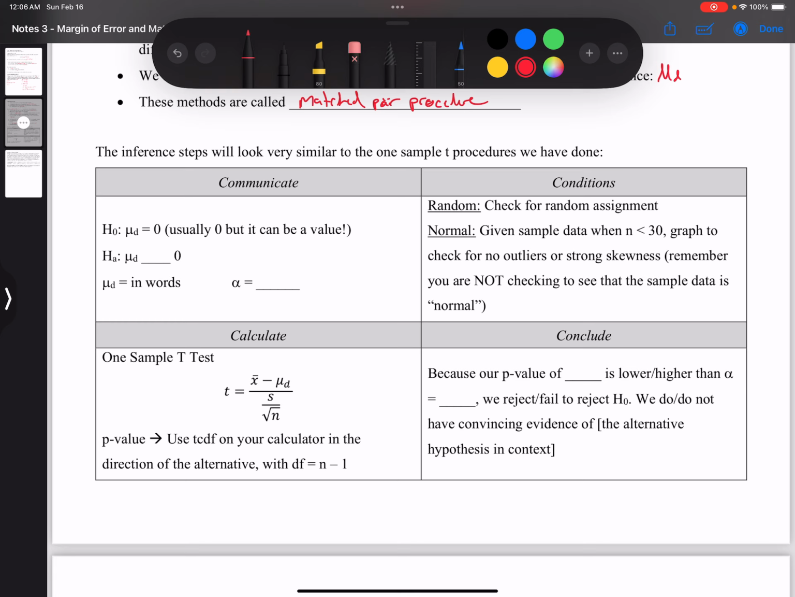And the only real difference that we've got to remember is if we look at our conditions. Okay, you might notice there's only two. Okay, there's no independence check. And that's because, remember, independence is only necessary when sampling. We're doing an experiment, so the independence part of the equation is not required.